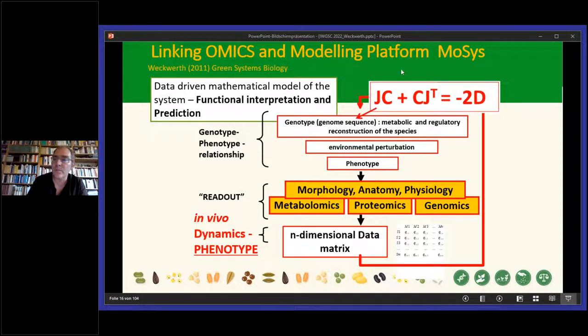We then perform analysis of these organisms by environmental perturbation. We measure all these data like metabolomics, proteomics, genomics, morphology, and integrate this into a data matrix. This constitutes a covariance matrix, and this feeds back then to a data-driven model of the system, which gives us an idea of functional interpretation and prediction of the system.